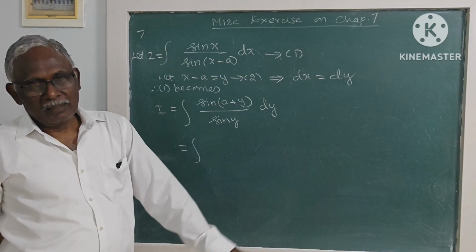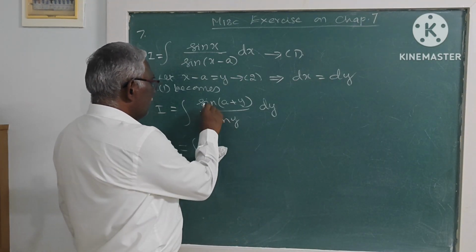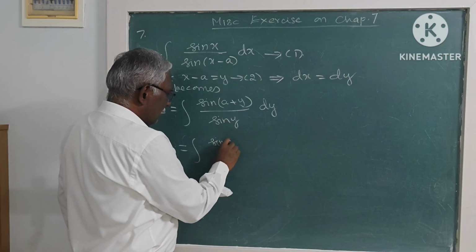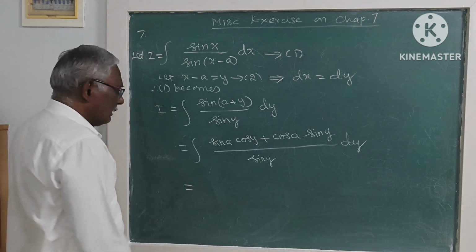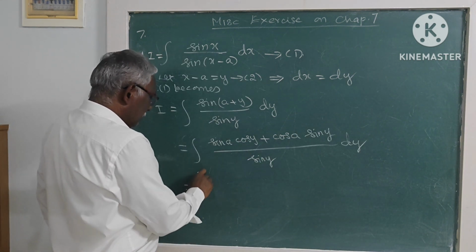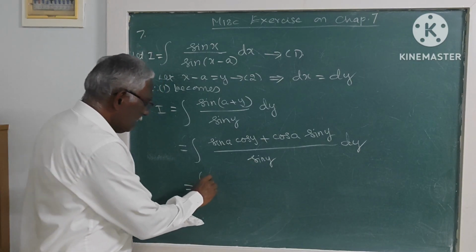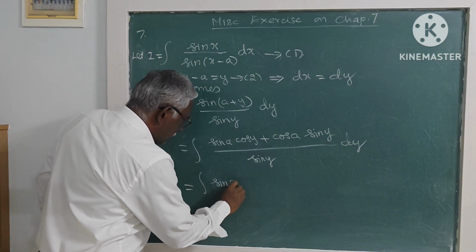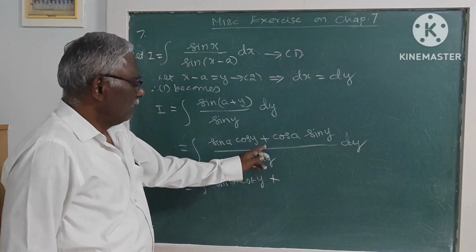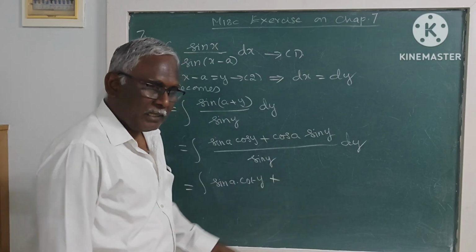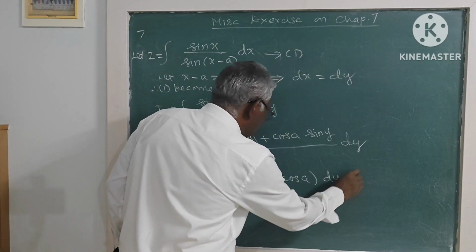Now sin of a plus b. What is sin of a plus b? Sin a cos y plus cos a sin y. Now we will divide sin a cos y by sin y, we will get sin a into cot y, plus, when you divide cos a sin y by sin y, we will get cos a dy.